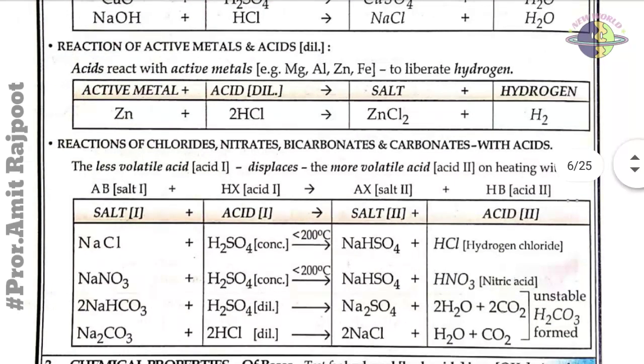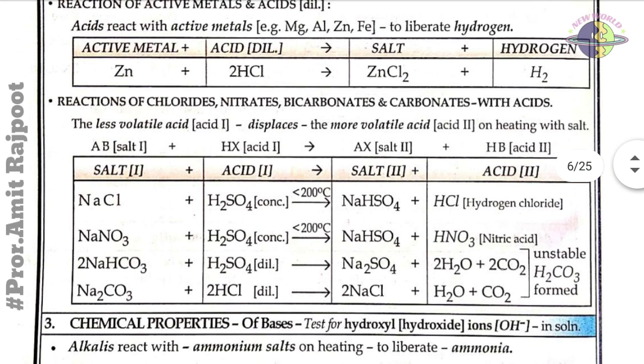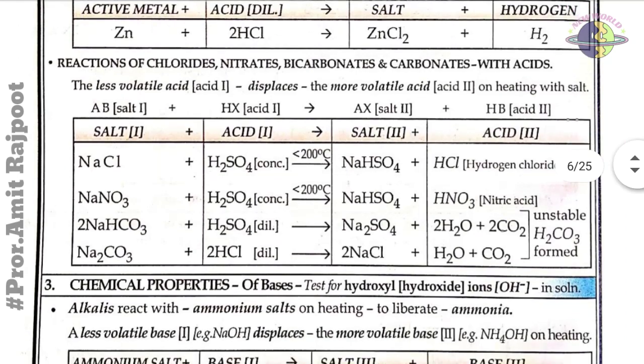Reaction of chlorides, nitrates, bicarbonates, carbonates with acids. For example, salt 1 plus acid 1 will give salt 2 and acid 2. Salt number 1 and acid number 1 will react together and form the second salt and the second acid. For example, NaCl plus H2SO4 will combine and give out NaHSO4 plus HCl.